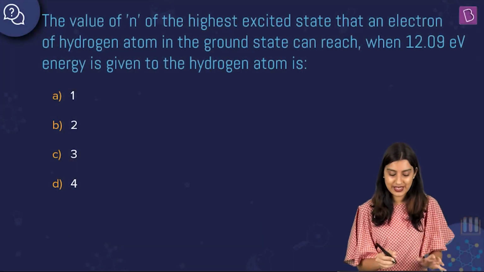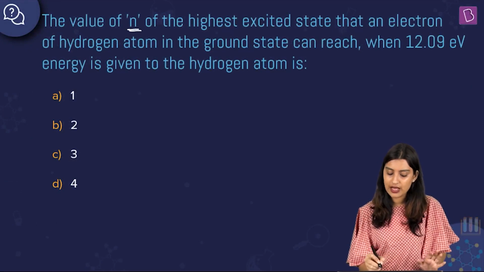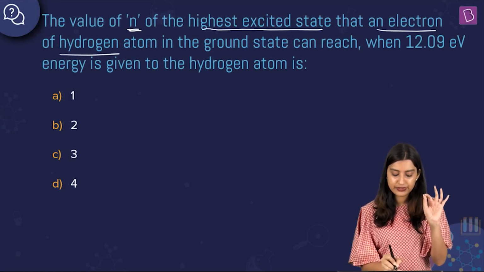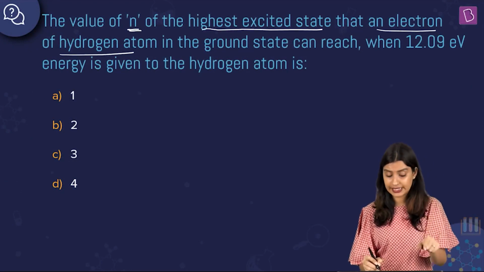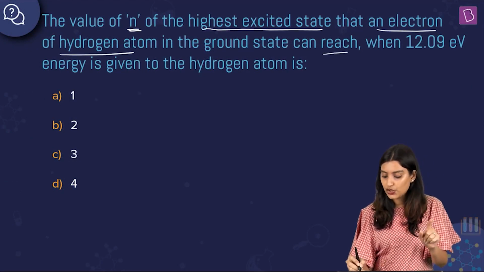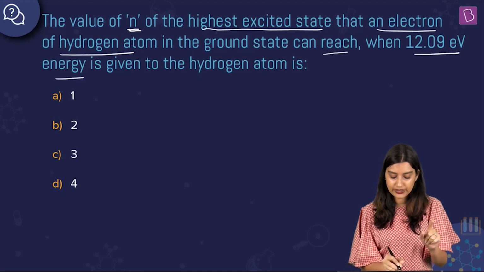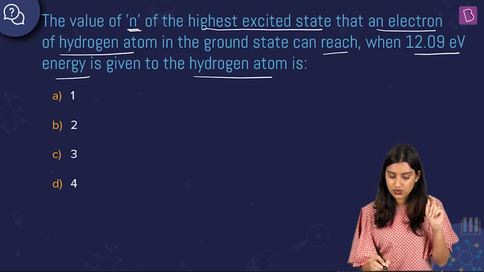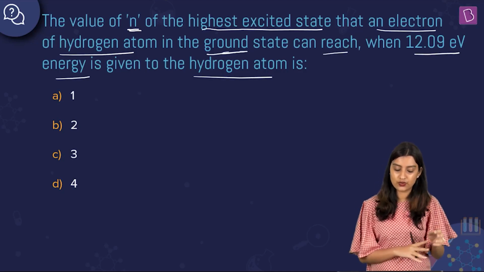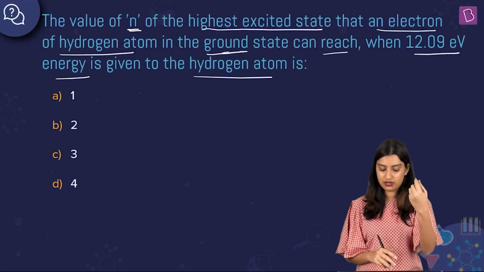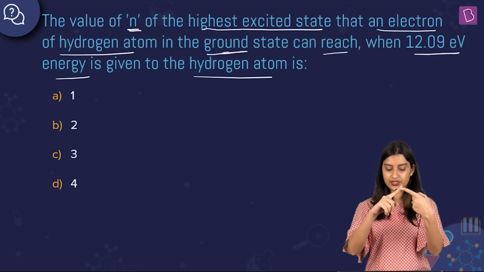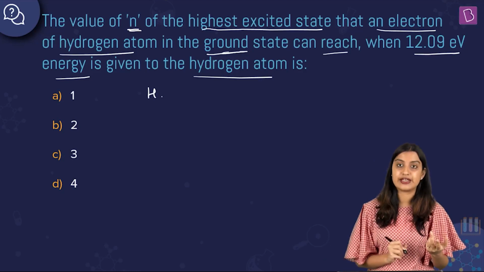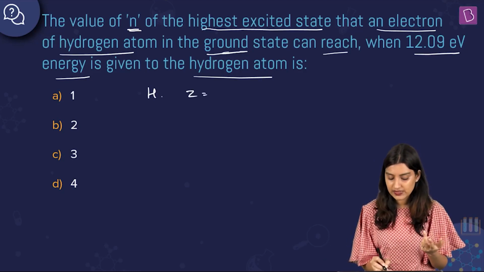Okay, so here they're asking for the value of N of the highest excited state that an electron of a hydrogen atom in the ground state can reach when 12.09 electron volt energy is given to the hydrogen atom. What is important is that they're saying hydrogen atom, ground state of the hydrogen atom. So basically, your species currently is H, which means your Z is equal to 1.